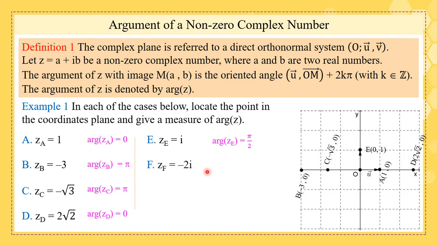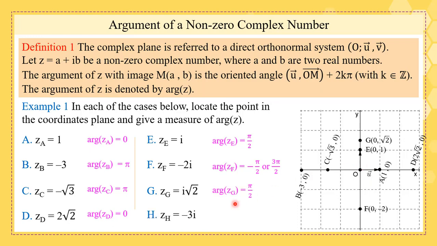Now zF is minus 2i. This is point F if we locate it. And the argument in this case would be the angle between U and OF, which is somewhere here. It will be negative pi over 2 or 3 pi over 2. Now zG is i radical 2. This is G after we locate it, and the argument would be pi over 2 plus 2k pi. And finally zH is minus 3i. This is H, and the argument would be minus pi over 2 plus 2k pi or 3 pi over 2.